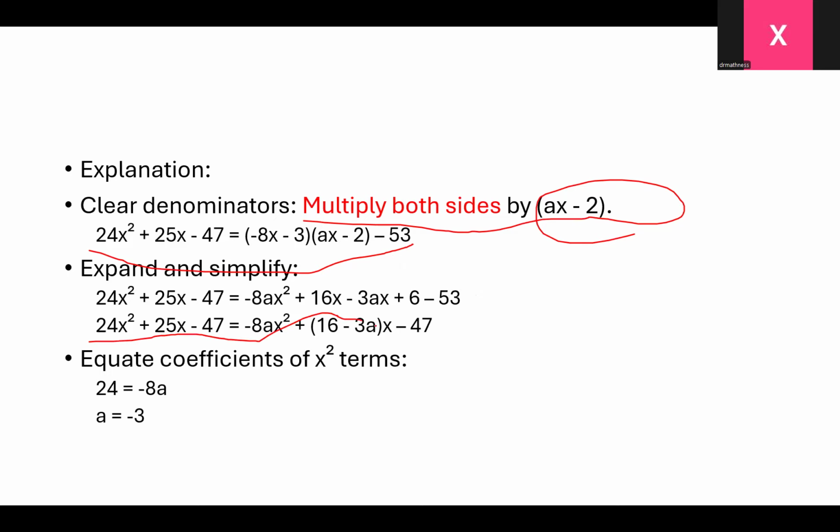When we expand all the parentheses, we get such an equation, and then we know the coefficients of the x squared terms should be equal for both sides. So 24 equals negative 8 times a, so a equals negative 3, right? So this is the solution and the steps we use to solve such difficult questions. We just want to simplify the equation and expand all the parentheses.